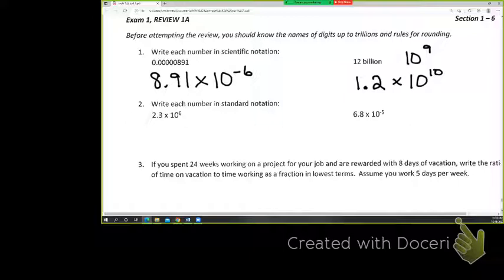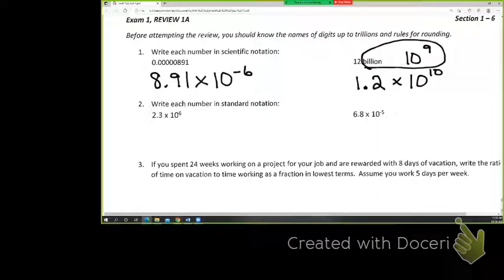And then, because just the word billion tells me it's 10 to the 9th. Okay. But then the 12 would not have been between 1 and 10. And then these next ones, to write them in standard notation just means normal number. I'm not trying to be fancy on you here.